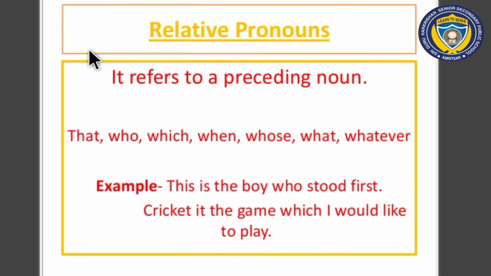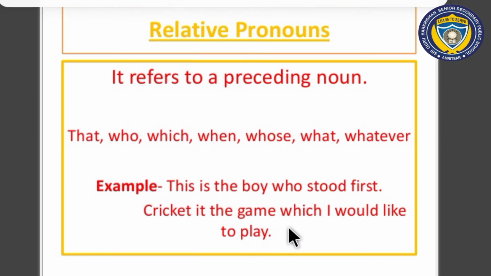Now, relative pronoun. It refers to a preceding noun: that, who, which, when, those, what, whatever. So relative pronouns show a relationship between the noun and the person whom we are defining. For example, this is the boy who stood first. So this is the boy. Who here is the relative pronoun because it gives more information about the boy. Cricket is the game which I would like to play. So which here is a relative pronoun that is used for cricket.